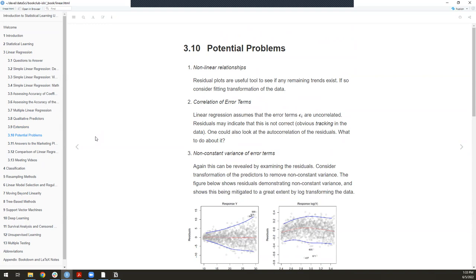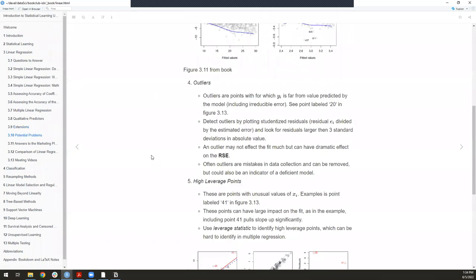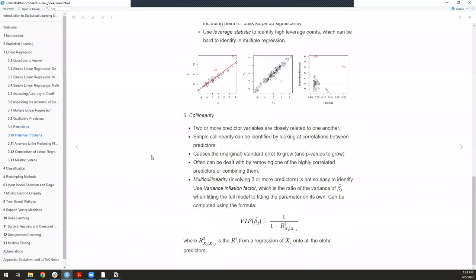I have a question from the previous slide. The one on the extensions? No, the previous one, where we finished the collinearity. Oh, yeah. So what does it mean when they said the collinearity causes standard error to grow? What does this statement mean?